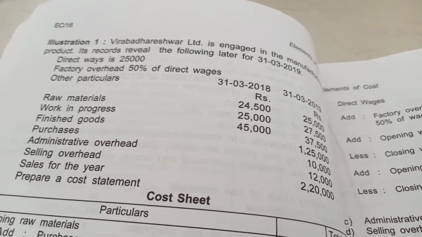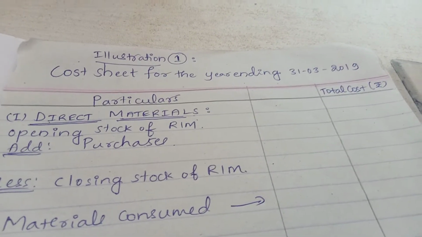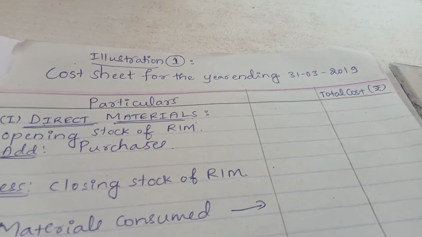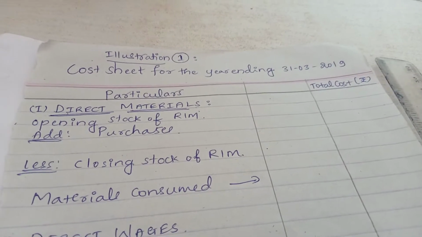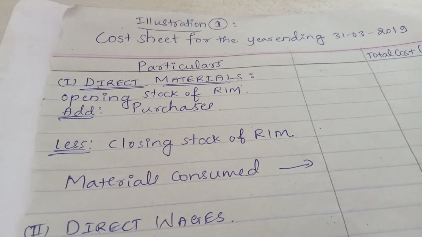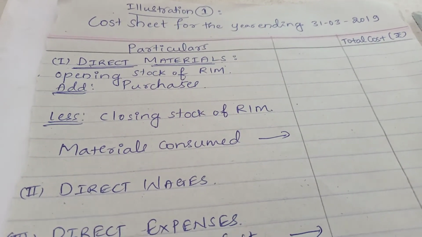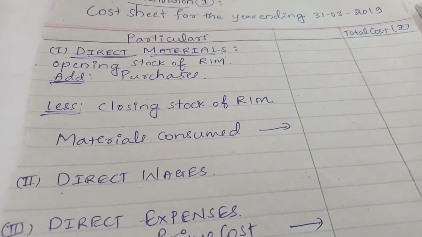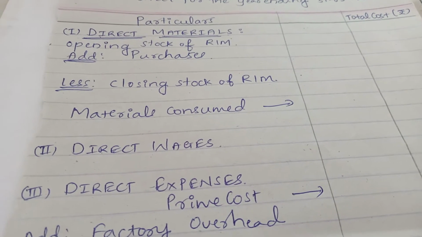Before you solve this problem, you need to be ready with the format of the cost sheet. So this is the format. At the top of the statement I have written cost sheet for the year ending 31st March 2019, particulars, and the last column will be the total cost in rupees. First head will be the direct materials. In that, opening stock of materials, add purchases, less closing stock of materials, that gives us material consumed, and thereafter the second head is the direct wages and direct expenses.